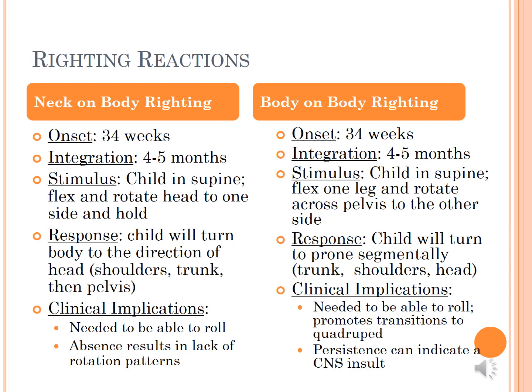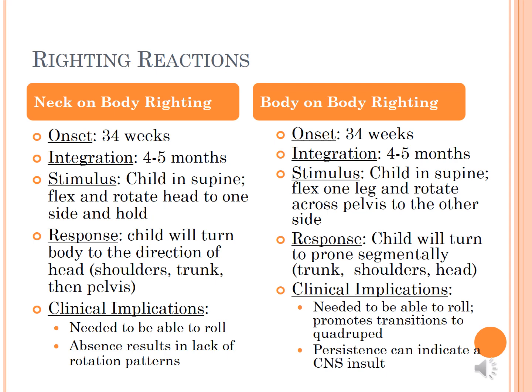The next two reflexes or reactions are kind of paired again. Neck on body and body on body righting. They can be a little bit confusing to remember what's what. Both of them are involved in helping a baby learn how to roll. Neck on body is if you turn the child's head. If you go far enough, their body should start to come with and they will roll onto their side.